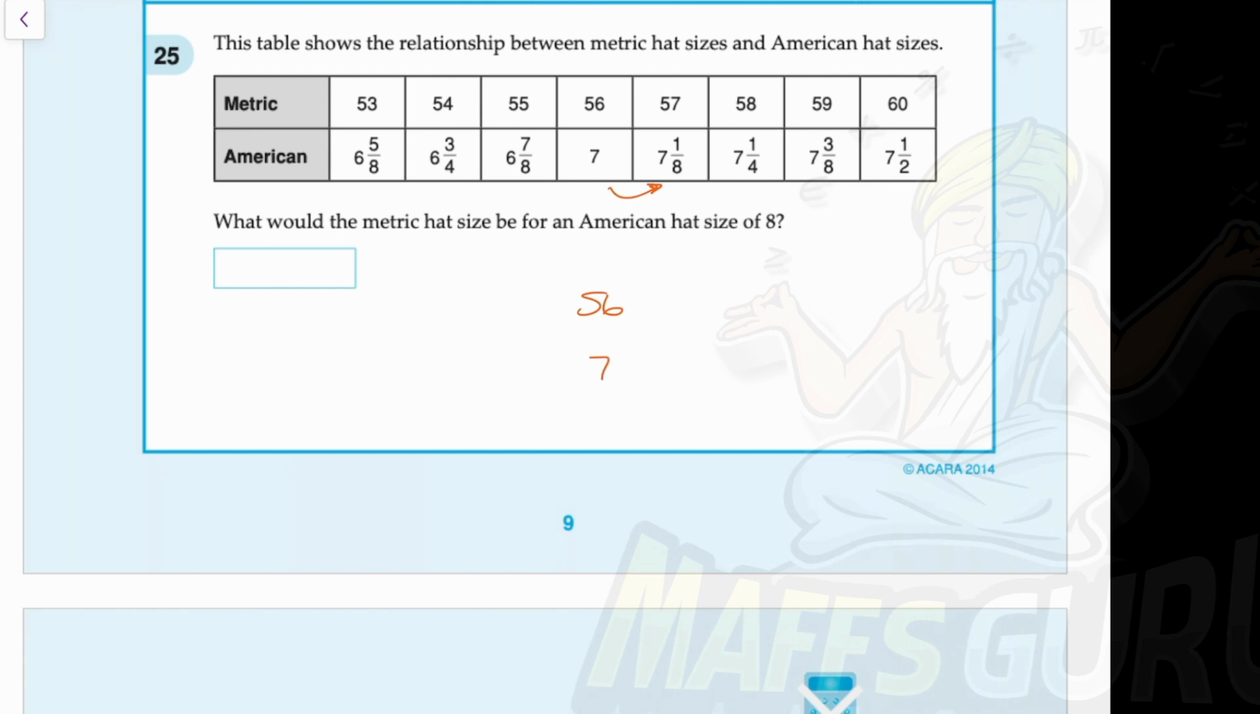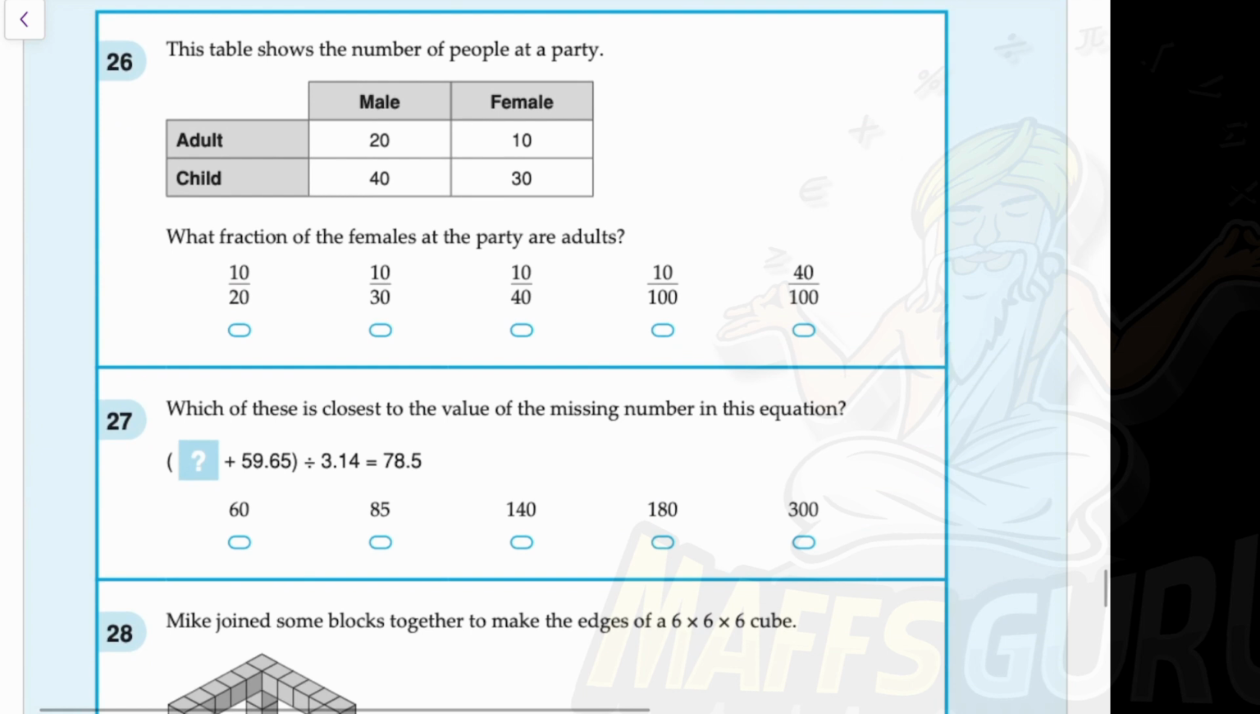If I now add on 8 to that, I'm going to get to a size 8. So 56 plus 8 is in fact 64. Now obviously you could have done that with fractions, because we know that to go up half a hat size, we're adding on 4. So to go up another half a hat size, you would add on another 4, which would give you 64. Lots of different ways of thinking about that one as well.